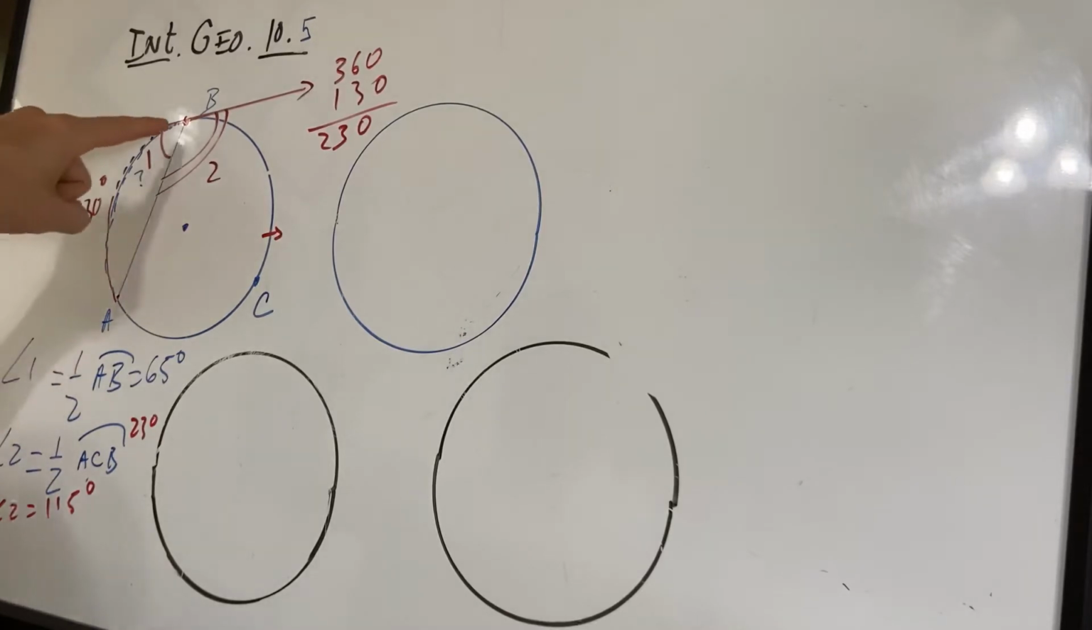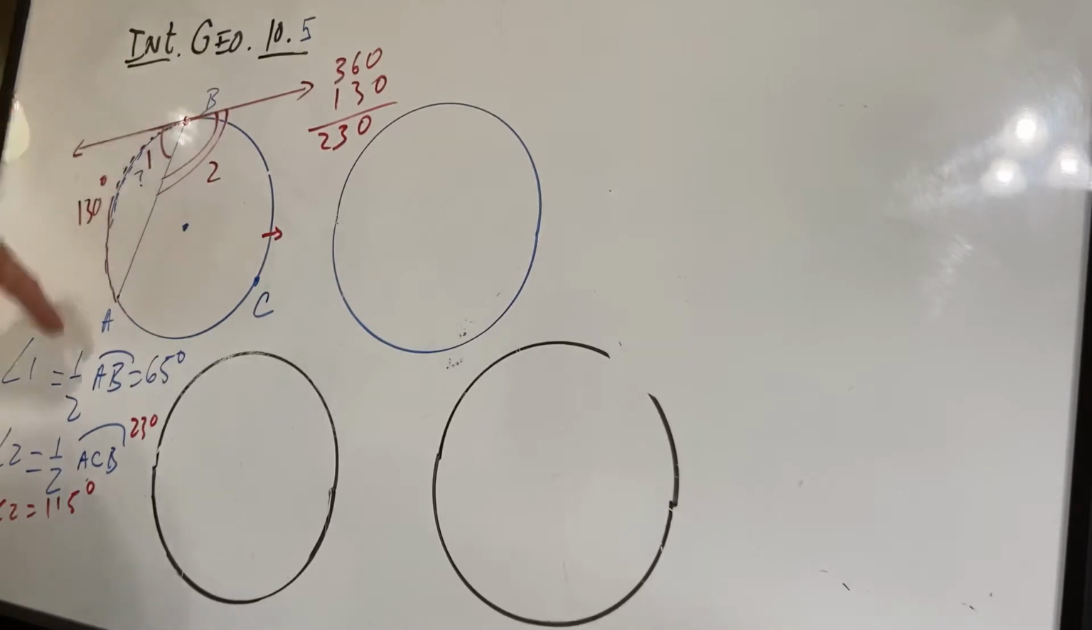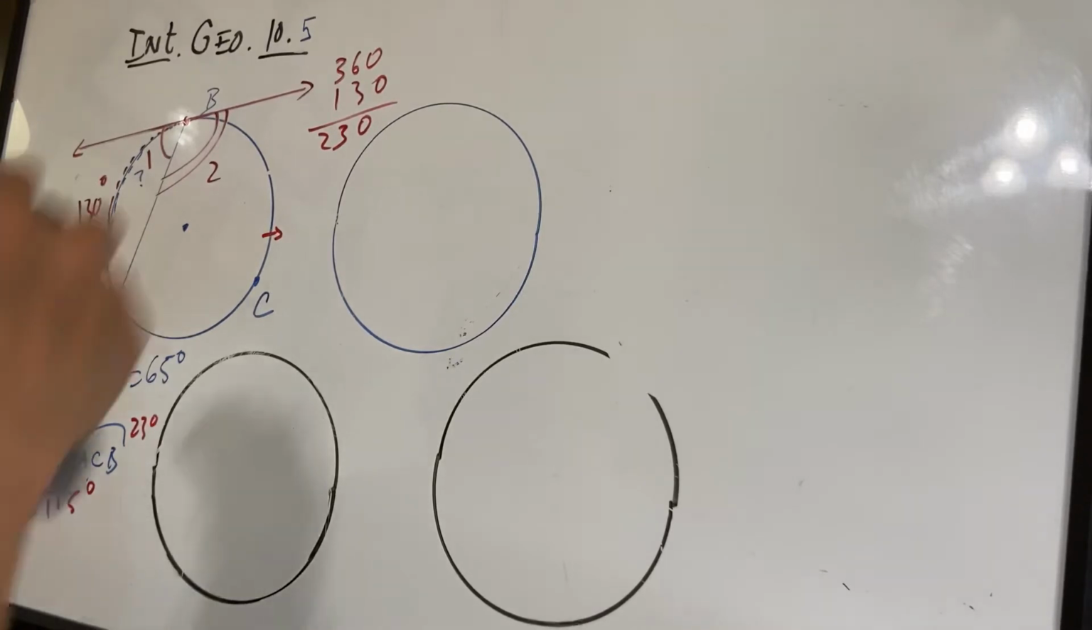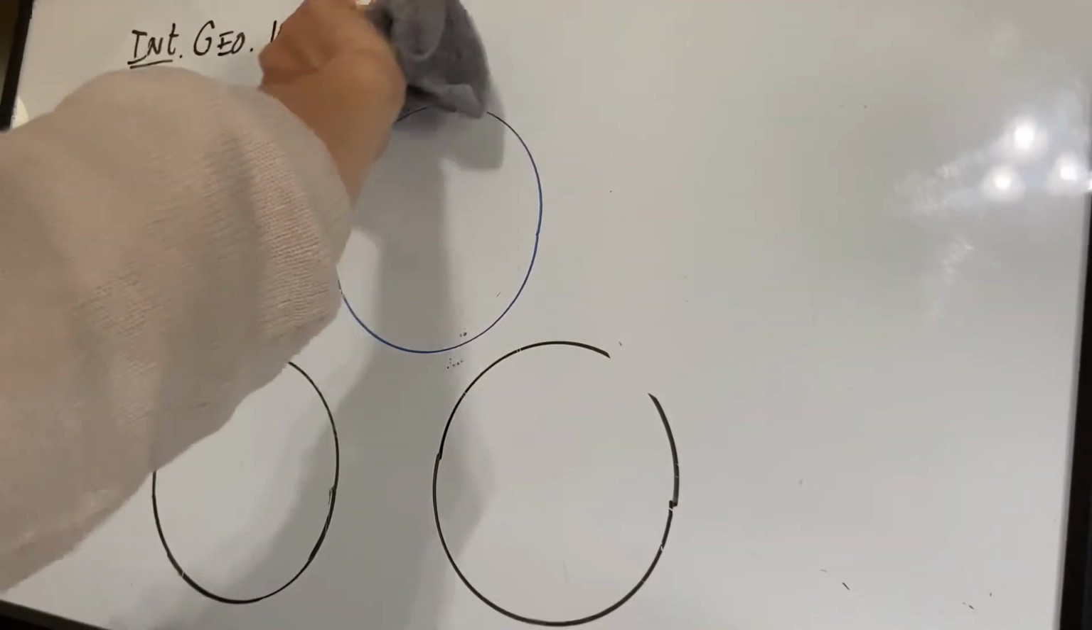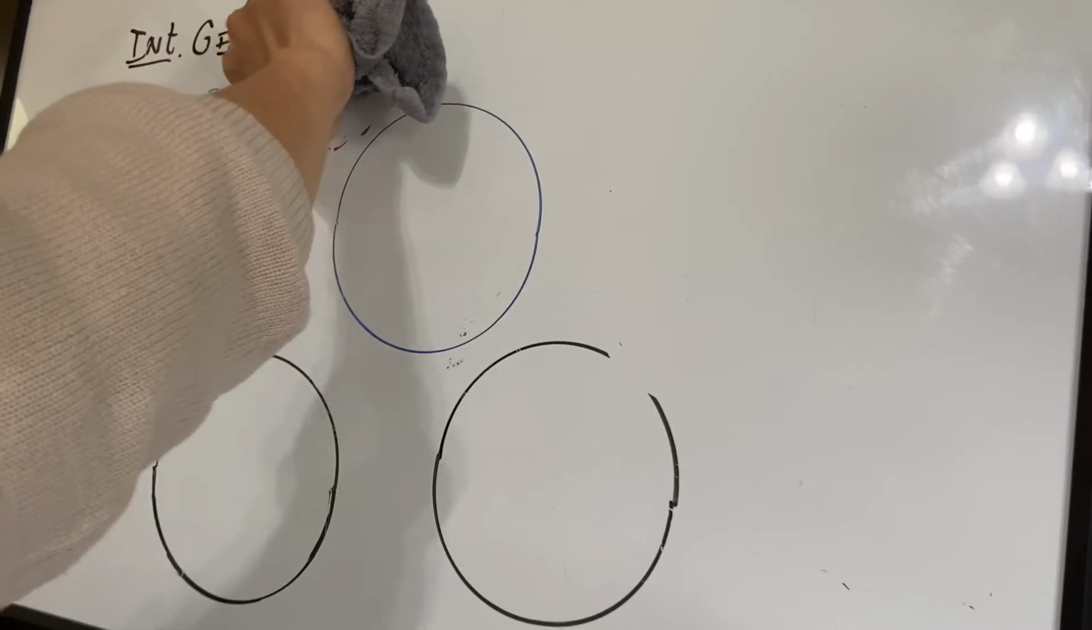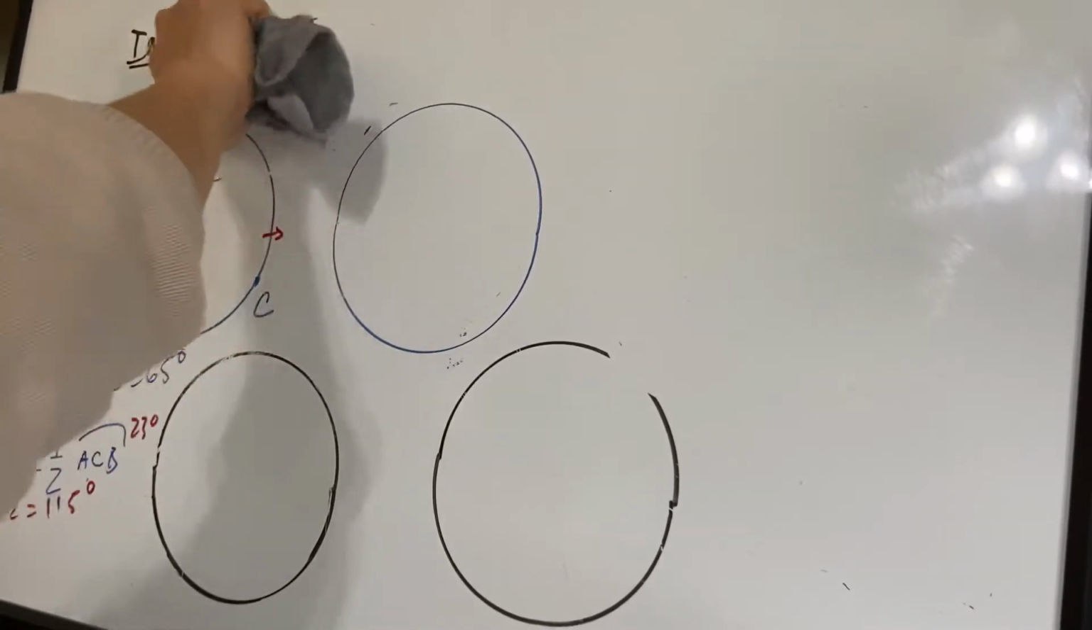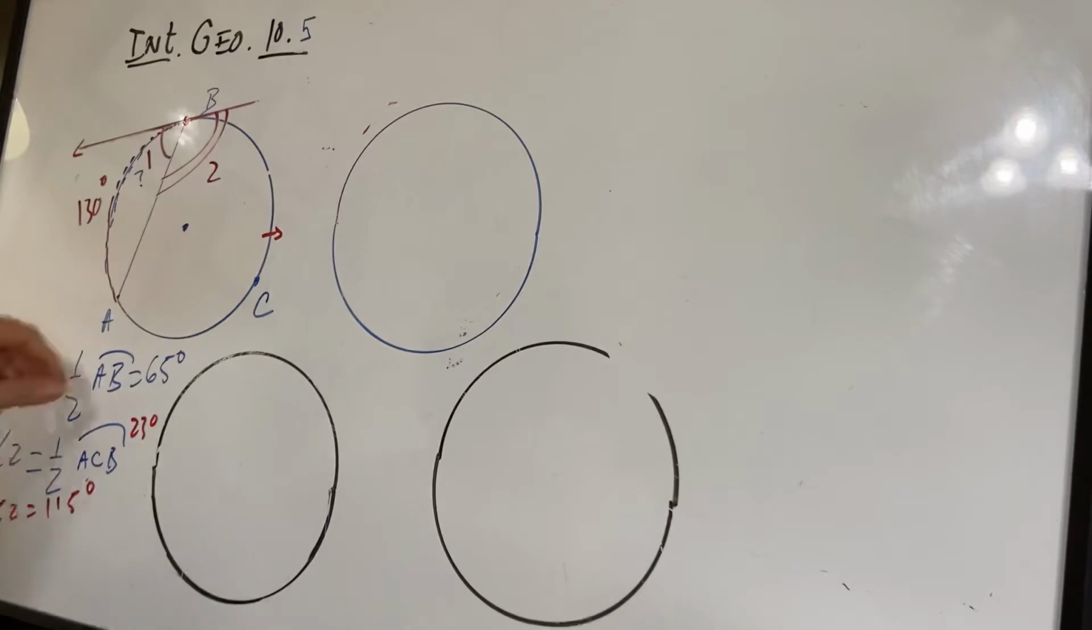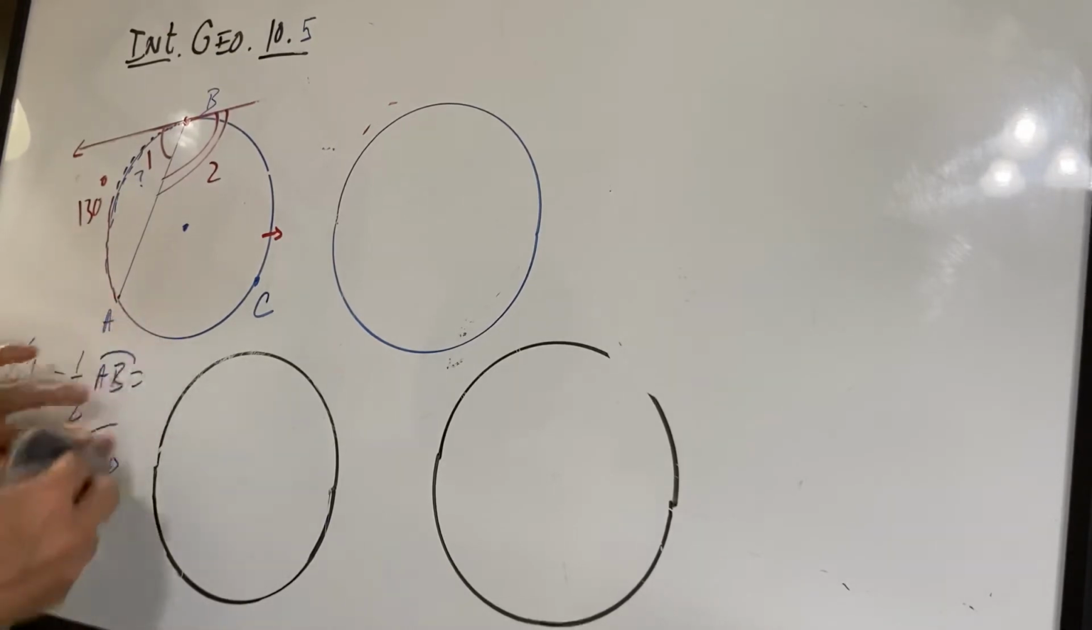Now, this is case 1, when you have an angle that is made up by a tangent and a chord at the point of tangency. Let's move into another case, a different scenario. Let's see what it looks like. Look with me at theorem 10.12.